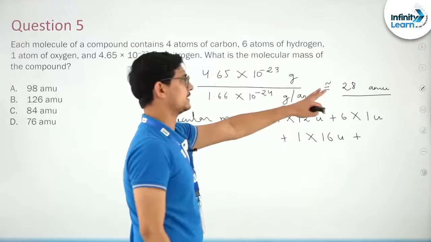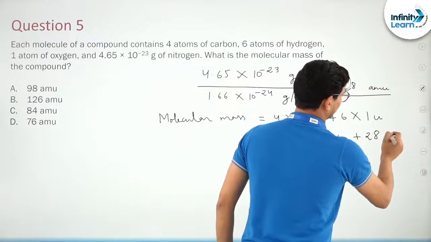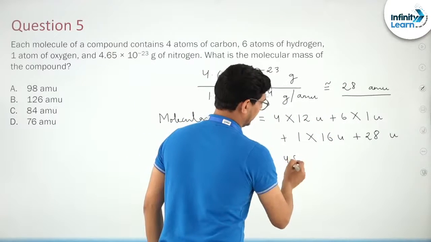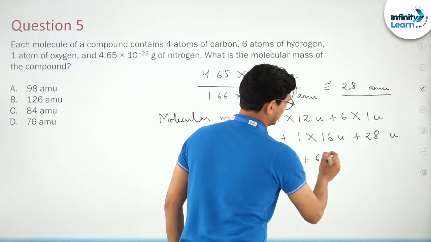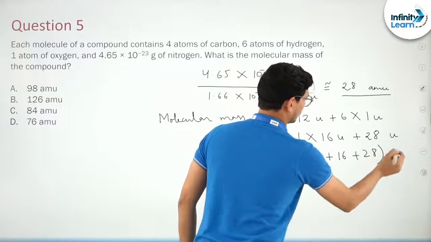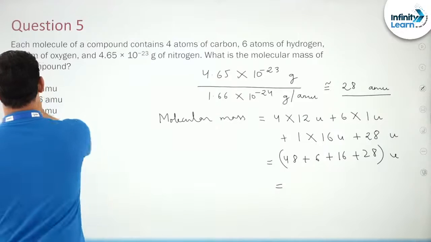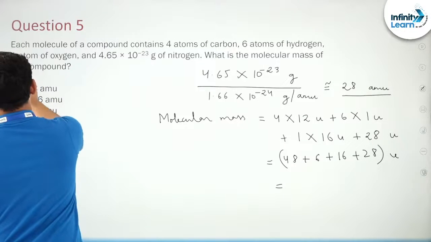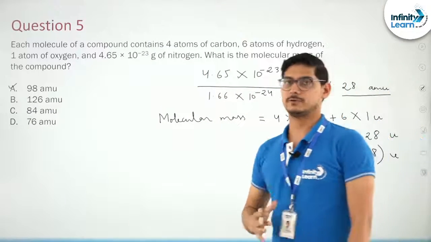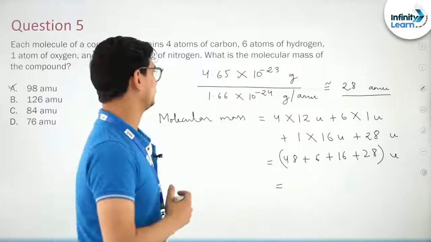And plus the mass of nitrogen we just calculated was 28 AMU. So this is simple. This is 48 plus 6 plus 16 plus 28 AMU. It's not rocket science. You would have calculated the answer by now. The value is 98 AMU. Is that okay? So this is a simple question based on molecular mass.